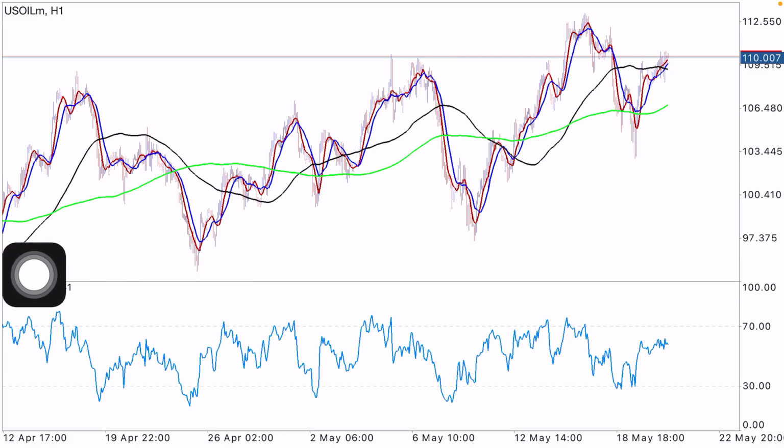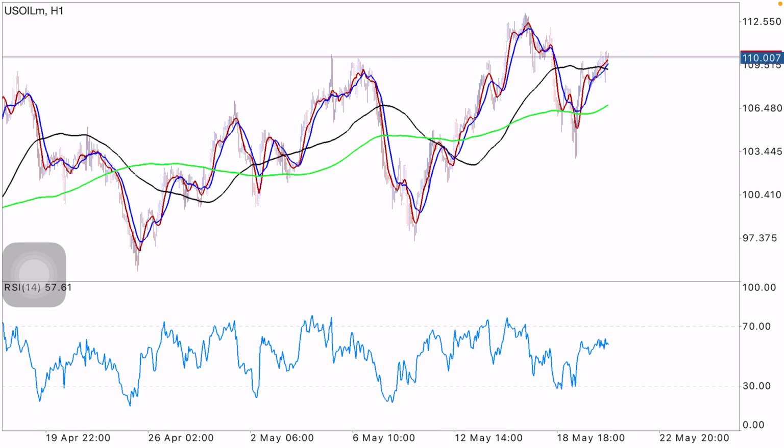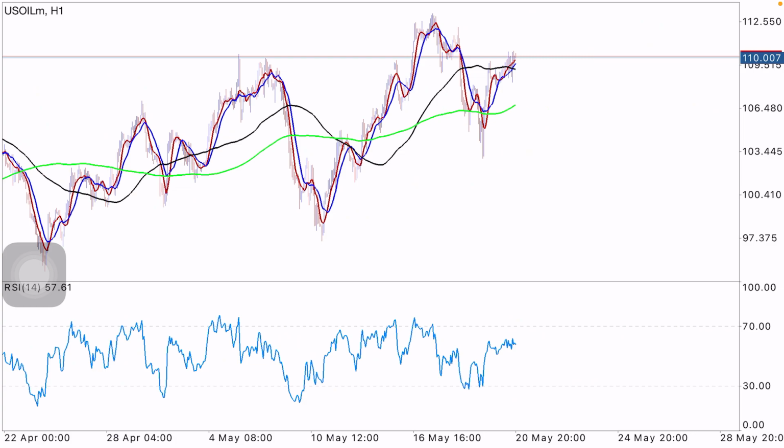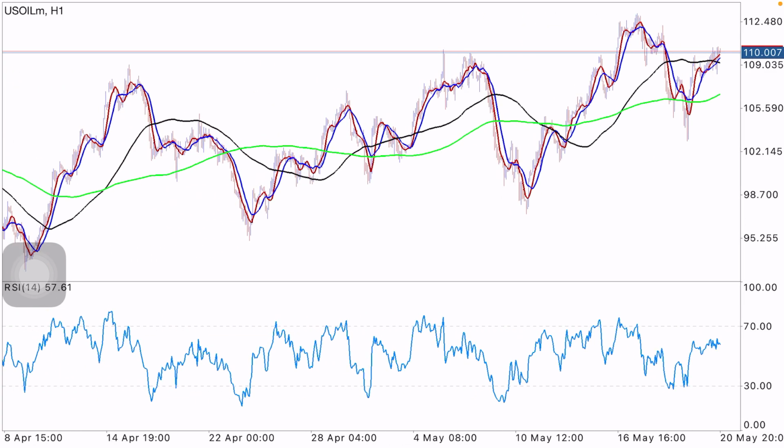And they speak to us. The relative strength index measures the overbought region and also the oversold region in the market. So when we say a currency pair or a commodity has been overbought, it means the buyers in the market have become exhausted. They are tired.